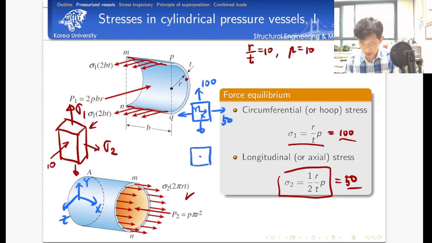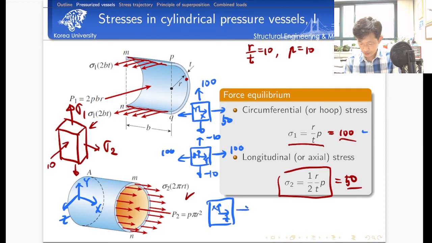And then the second one, the yz plane. Let's work on the yz plane. Sigma y is equal to sigma 1, which is 100. In z direction, this is subjected to pressure. This is minus 10. And then finally, let's work on the zx plane. Sigma z is equal to minus 10, and then sigma x is equal to sigma 2, 50.